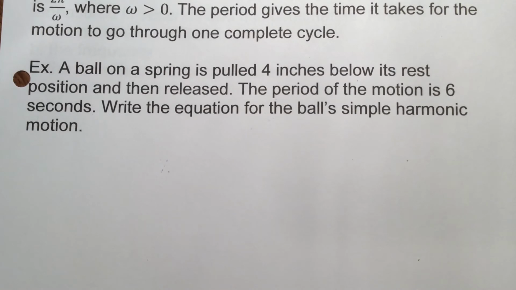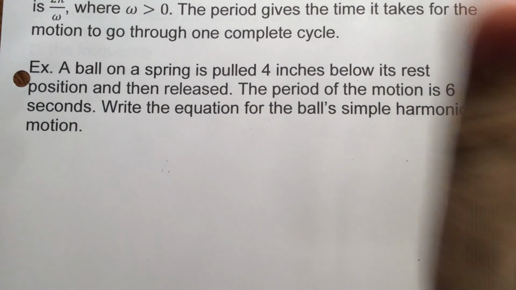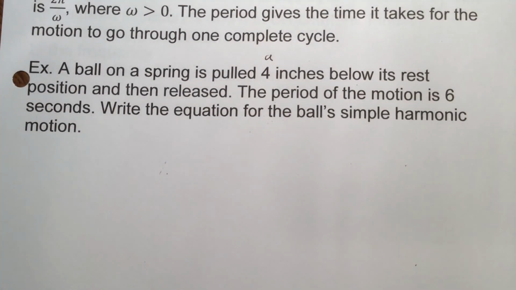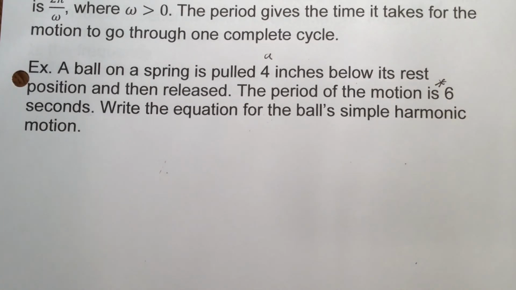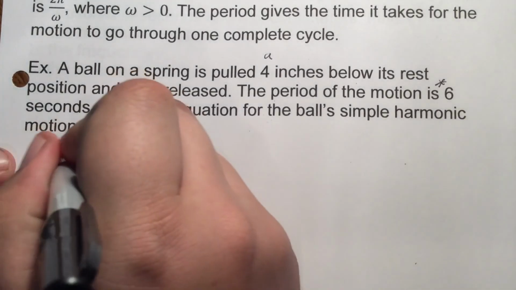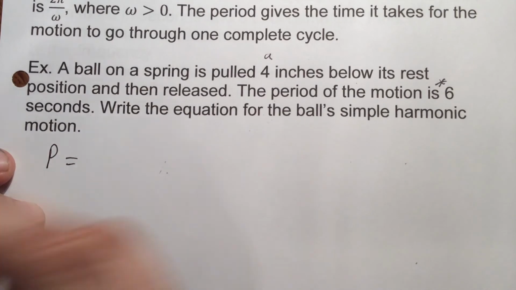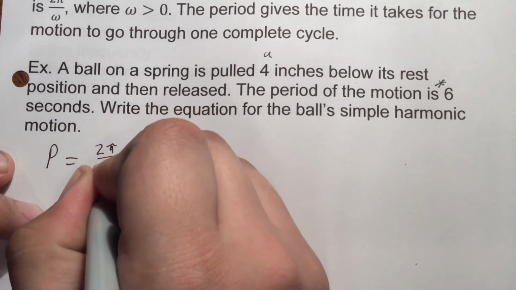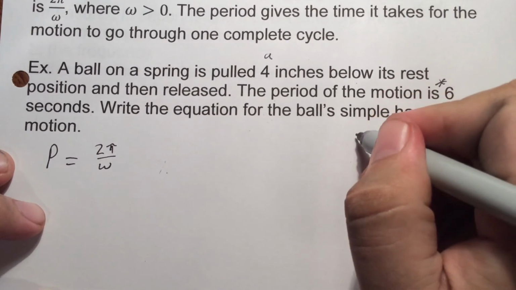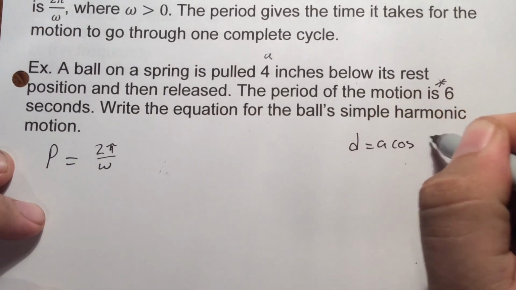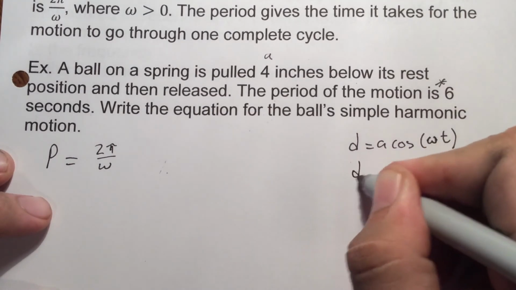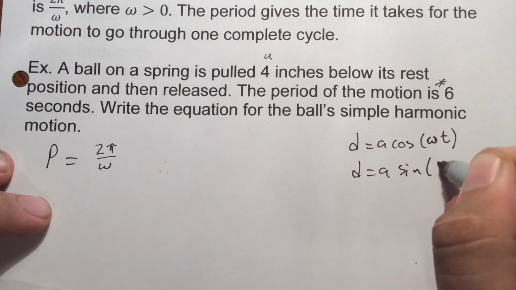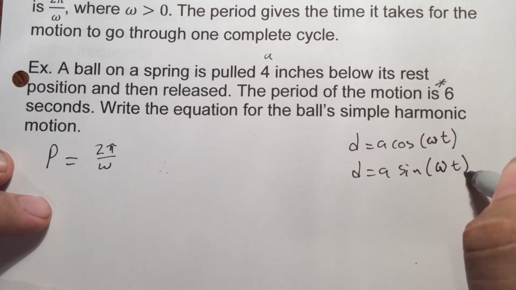So a ball on a spring is pulled 4 inches below rest position. That's going to be your a. The period of the motion is 6 seconds. Keep that in mind, we'll come back to that. Write the equation for the ball's simple harmonic motion. I'm going to put P for period. Period we know is 2 pi over omega. Well, we have to use either d equals a cosine omega t or d equals a sine omega t.